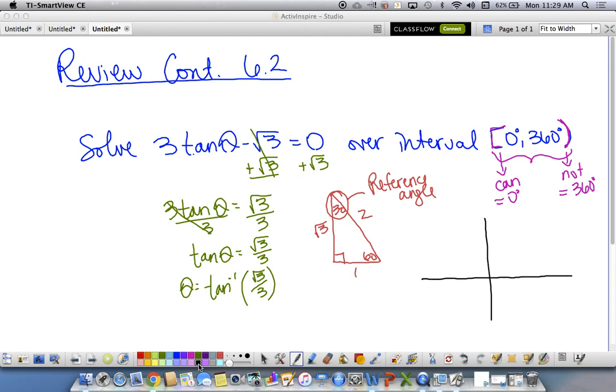So first thing, solve for tan theta. Second, find your reference angle. Third step is draw the coordinates, putting it in a quadrant. Okay, so 30 degrees. Is this positive? Yes. So where is tangent positive? I'm looking in the first quadrant and the third quadrant.